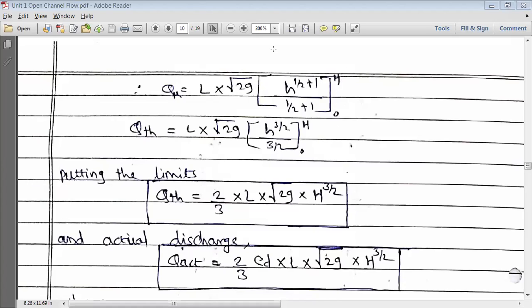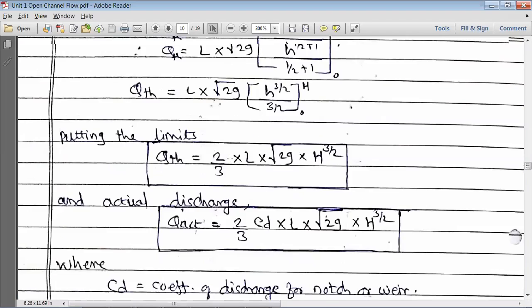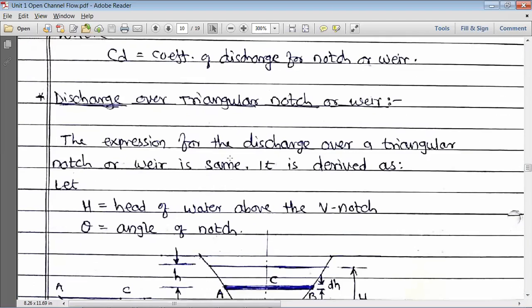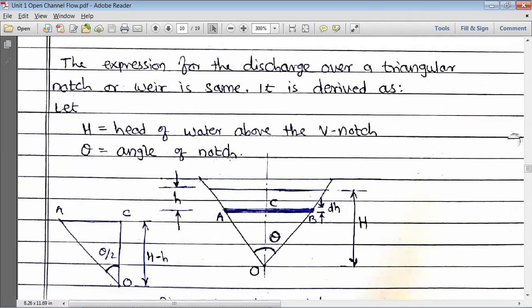Now see the derivation of discharge over a triangular notch or weir. Okay, write the title: Discharge over triangular notch or weir. The derivation is the same here, with somewhat of a difference. Let us say this is the triangular notch having angle theta, and this is the strip of water shown here. The depth of water is from up to here. Okay, this is the strip of water.